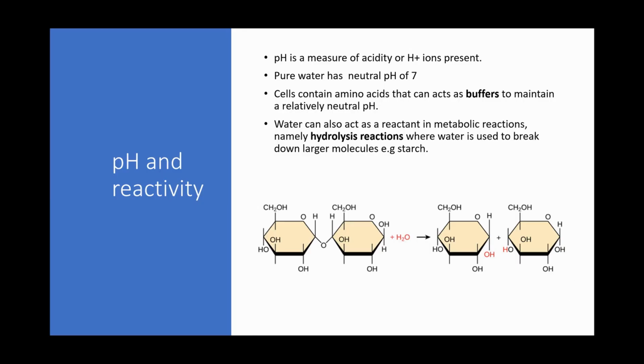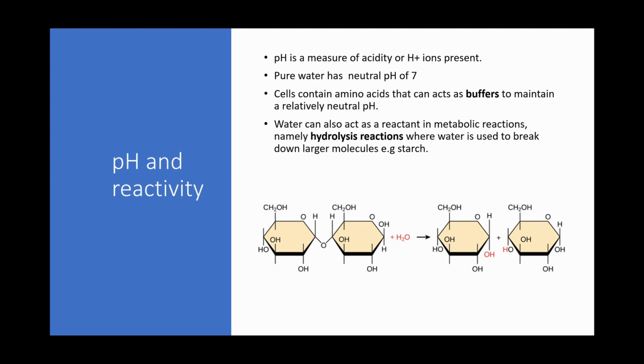This feature of water that we're looking at is the pH and reactivity. So water has a neutral pH. pH is just a measure of the acidity, and it goes on a scale from 0 to 14, where 0 is very acidic and 14 is very basic. And we have water, which is a relatively neutral pH. And this is important because many cells require a neutral pH for their metabolic reactions to occur.